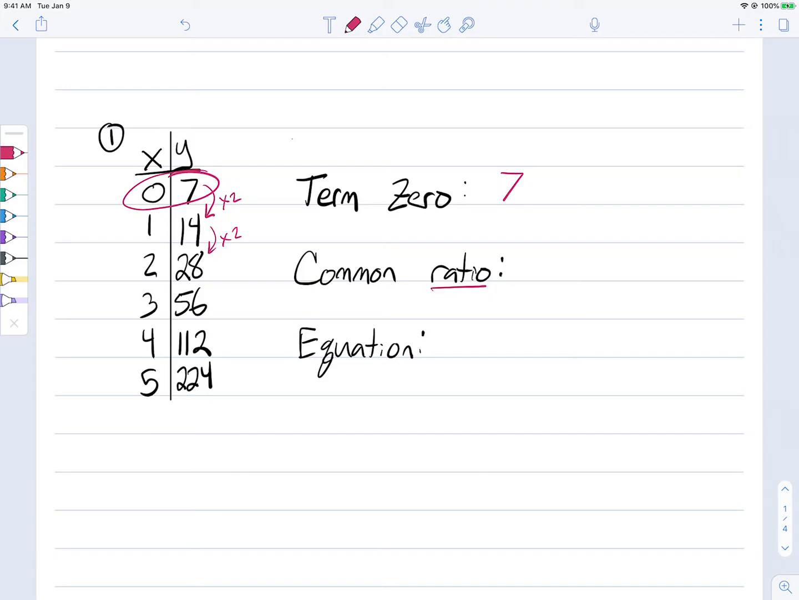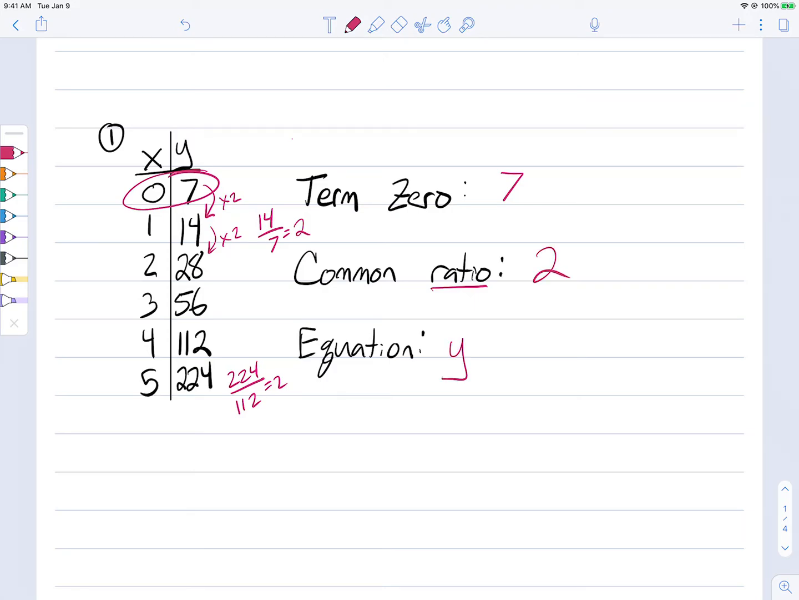The reason it's called a common ratio is you could also have figured it out using a ratio. If you take a term, such as the 14, and divide it by its previous term, which is 7, you will also get your common ratio. If you're not sure, that's the easiest way to do it. You could have also done it all the way at the bottom: 224 divided by its previous term, 112, is also 2. So the common ratio is 2.